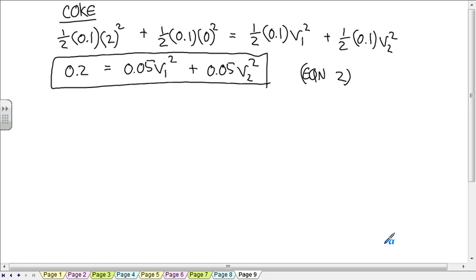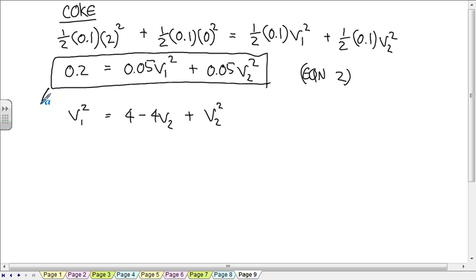So we know that V1 is equal to 2 minus V2. If you square that, you get V1 squared is equal to 4 minus 4V2 plus V2 squared.